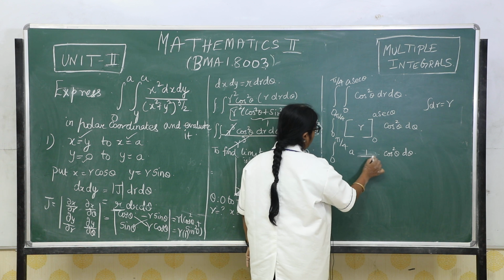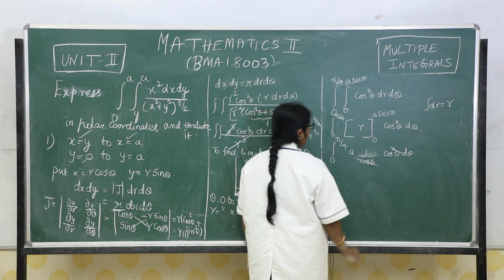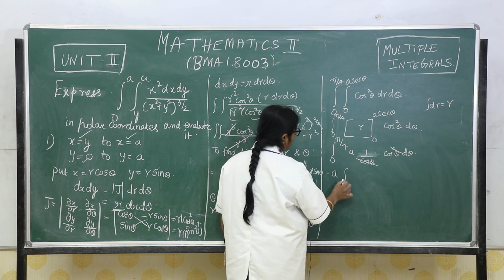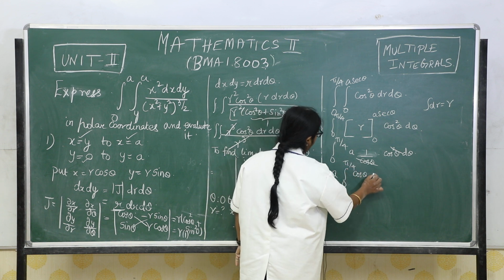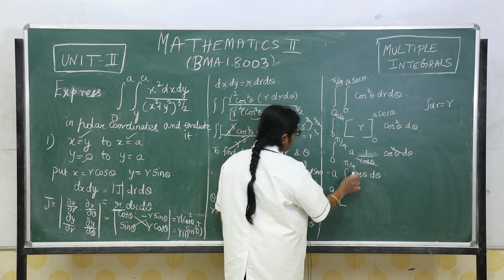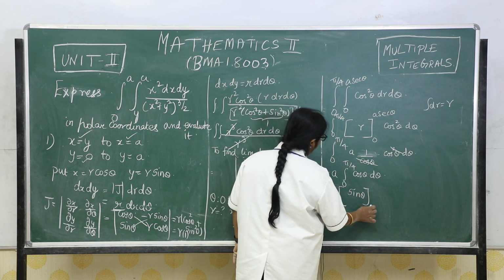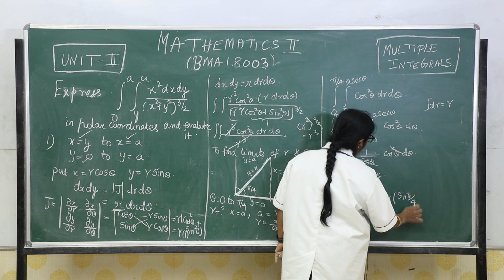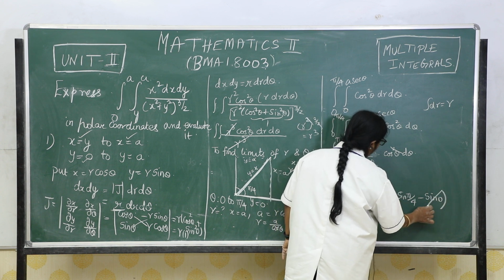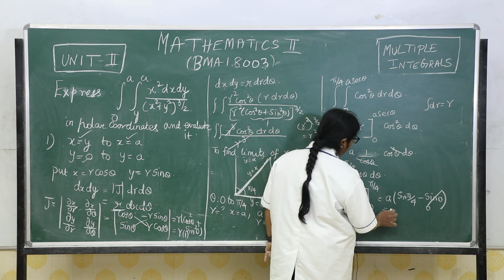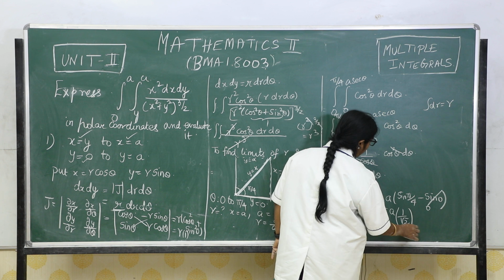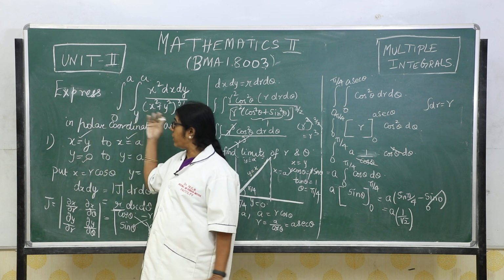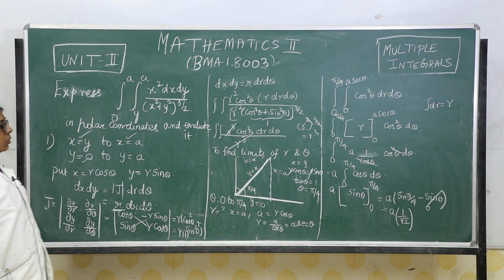Secant theta I can write as 1 by cos theta, and therefore one cos theta cancels. You are getting a into cos theta. A can be taken out. Integral 0 to pi by 4 cos theta d theta. The integral of cos theta is sin theta. Sin theta between 0 to pi by 4, you get a into (sin pi by 4 minus sin 0). Sin 0 is always 0, and sin 45 degree is 1 by root 2, so a into 1 by root 2. Therefore the evaluation of this entire integral in polar coordinates is a by root 2, and that is the final answer.